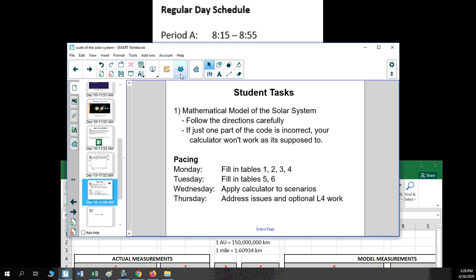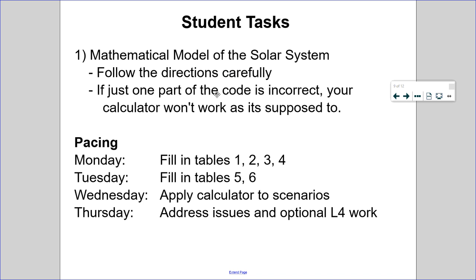Okay, so the one thing again, I'm going to go back to this sheet, this page right here. I cannot stress enough to make sure you read the directions carefully. Cross them off as you go through them and just follow them to a T.